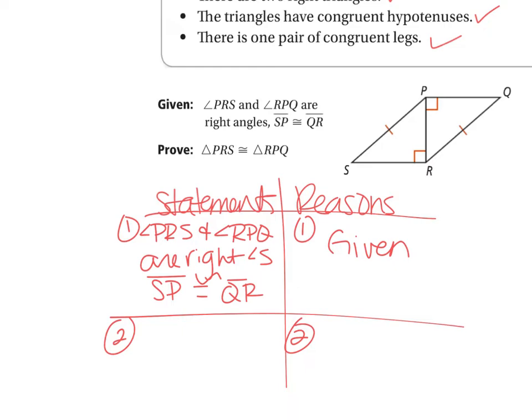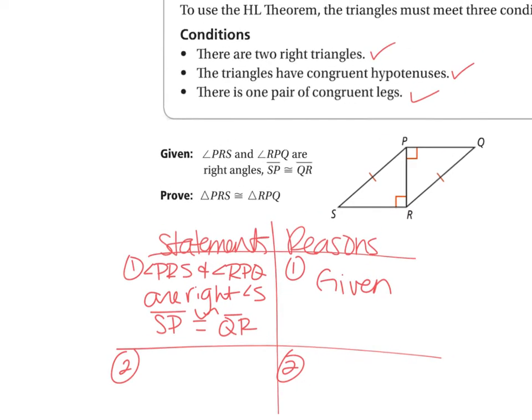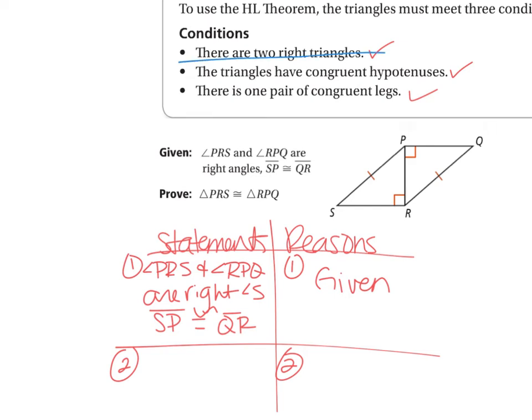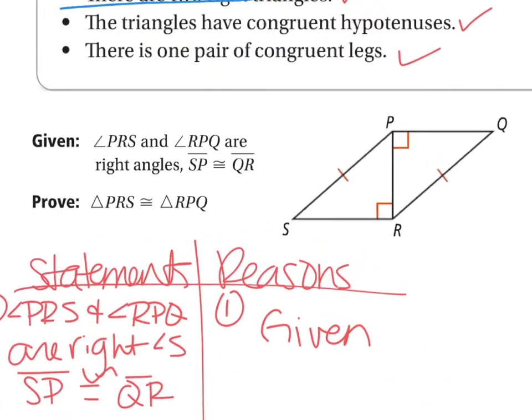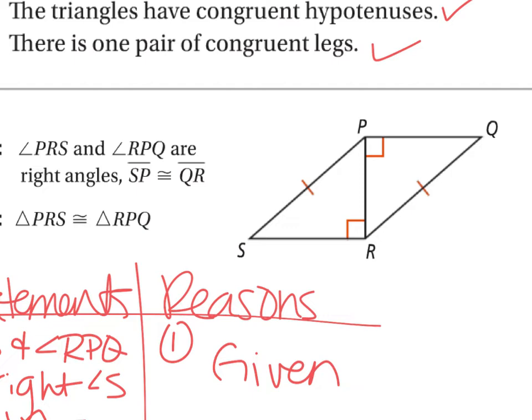So let's talk about what they gave you. So they gave you that they're right angles. Good. So that satisfies this first part of their two right triangles, right? Because if a triangle has a right angle. And then the triangles have congruent hypotenuses. So what did they give you? It says SP and QR. So SP is that one leg right there, or that side right there. Is that a hypotenuse or a leg? We'll look at the right angle. It points at the hypotenuse, remember? So then that is a hypotenuse.